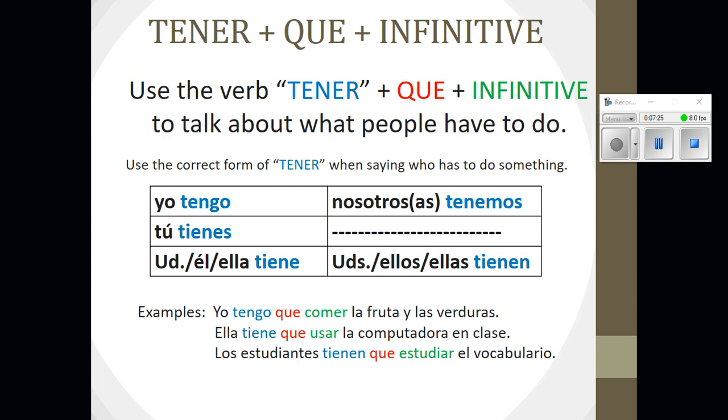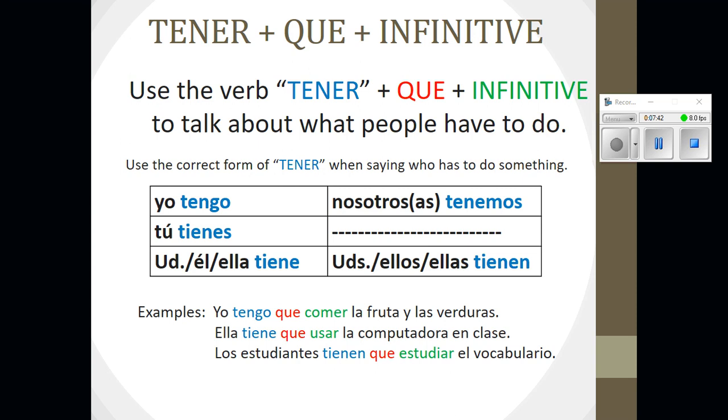If I want to say I have to eat fruit and vegetables, I would say yo tengo que comer. Now I use tengo because I'm the one that has to do it. I must follow that with the word que. And comer means to eat. That's our infinitive. It's the action that has to be performed.